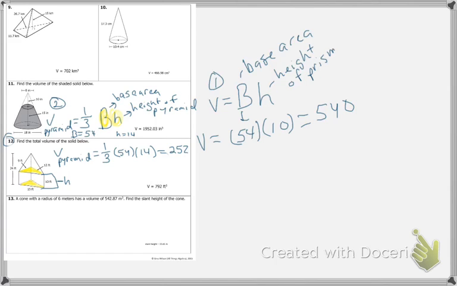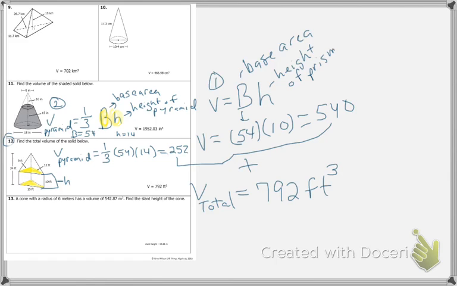These two we add together. This will give you your total volume. So add 540 to 252 and you should get a total of 792 feet cubed.